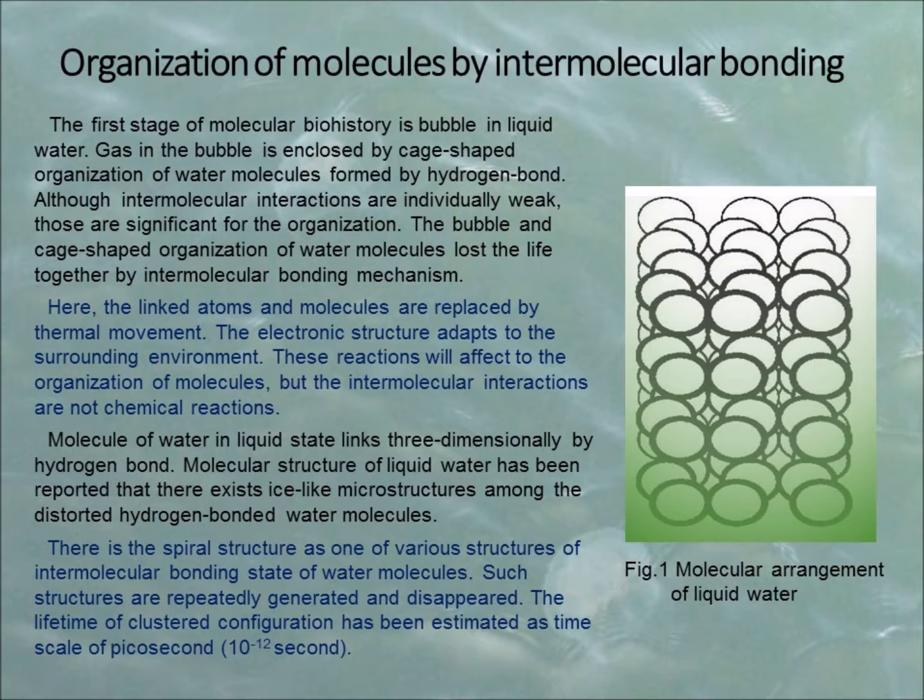The molecules of water in the liquid state link three-dimensionally by hydrogen bonds. The molecular structure of liquid water has been reported to contain ice-like microstructures among the distorted hydrogen-bonded water molecules. There is a spiral structure as one of various structures of intermolecular bonding states of water molecules. Such structures are repeatedly generated and disappear. The lifetime of the clustered configuration has been estimated at the picosecond time scale.